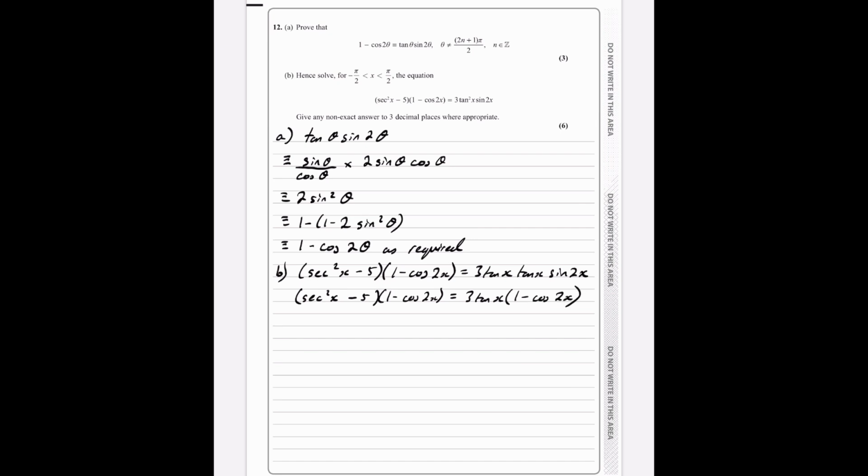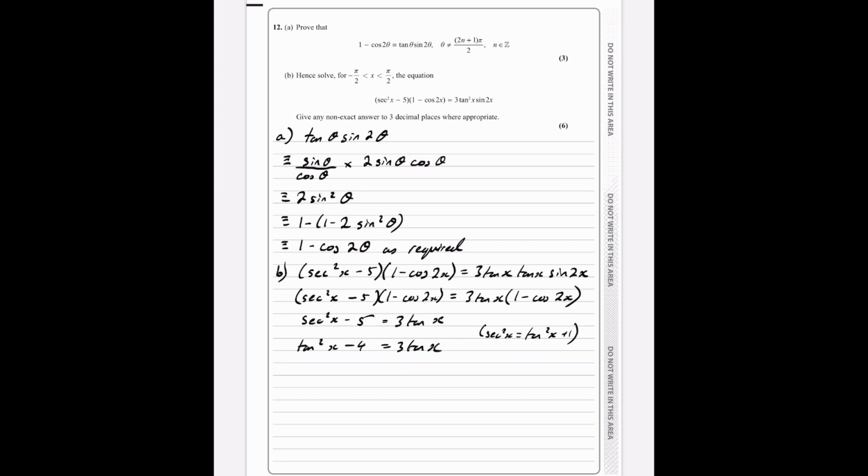That allows us to cancel the 1 minus cos 2x. We would normally have to be careful here in case we're dividing both sides by 0, but within the range that we're looking at here, that's a perfectly legitimate step. So divide both sides by 1 minus cos 2x, and we get sec squared x minus 5 equals 3 tan x. At this point, well, we're going to have to write this as a quadratic in terms of tan x, because otherwise there's not much else we can do.